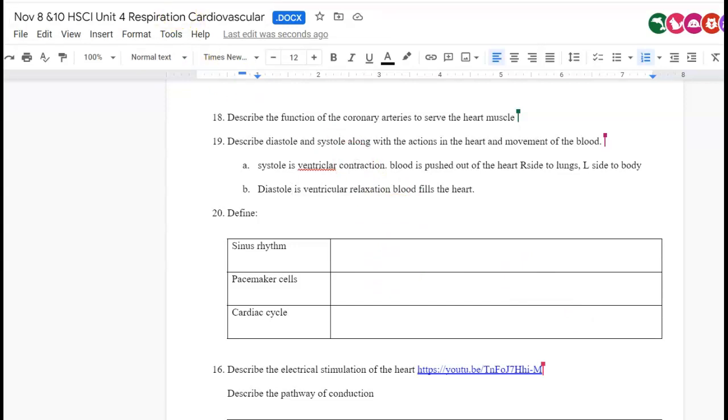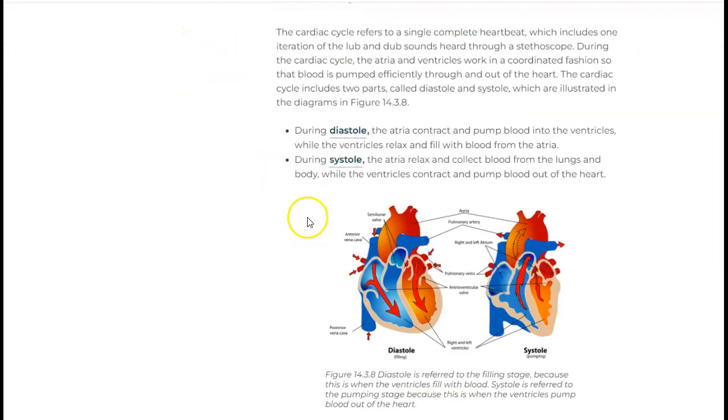Sinus rhythm, pacemaker cells, and heart cycle. Okay, this is a definition right out of the text.